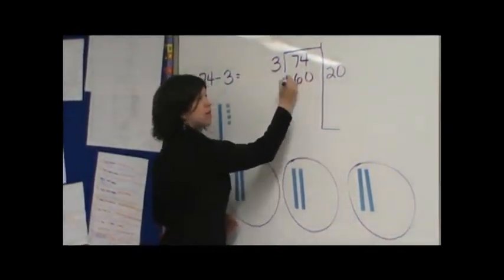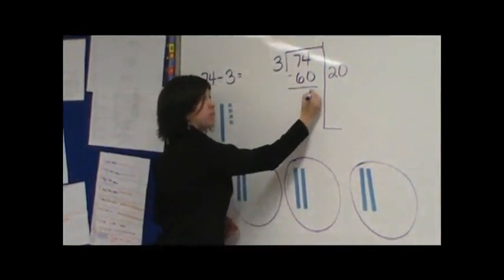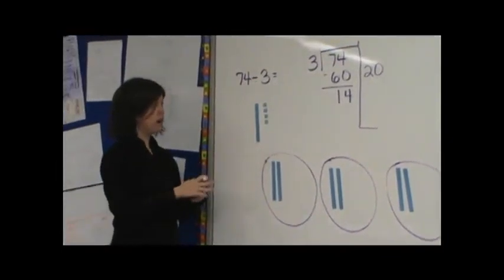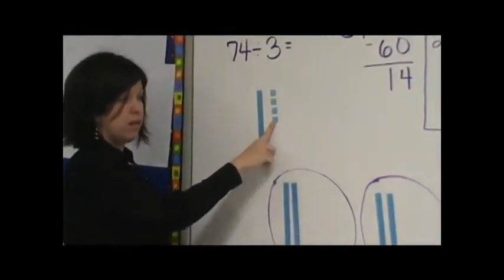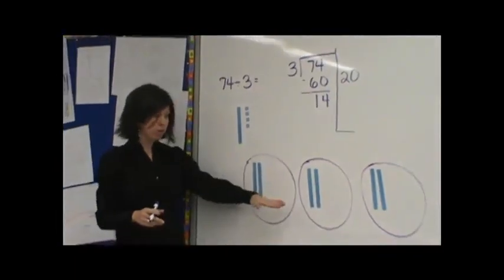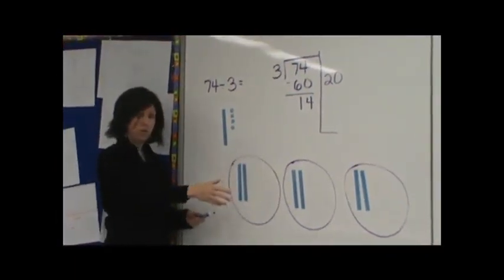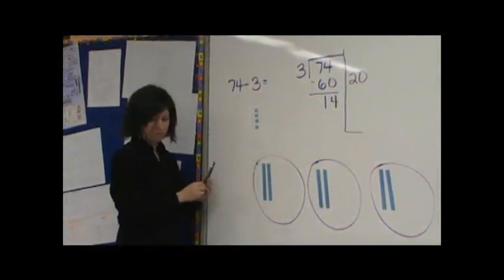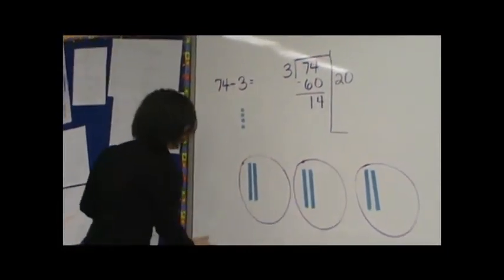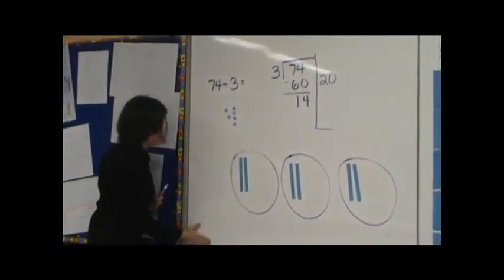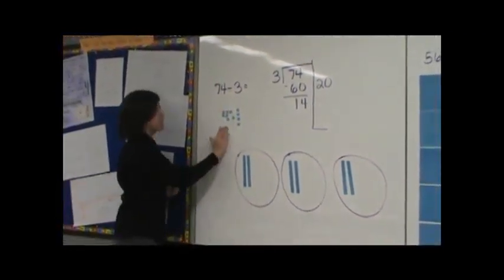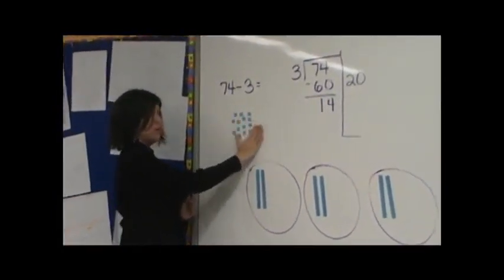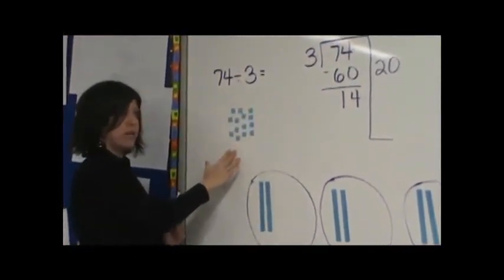So I want to subtract 74 minus 60. We have 14 left. And you can see that in the model. We're still dividing. We have 1 10 and 4 1s remaining. Now, with 3 groups, we can't divide 1 10 equally among those 3 groups. So we need to think about this 1 10 as 10 1s. Right? So now, instead of 1 10 and 4 1s, I'm thinking of this difference as 14 1s.